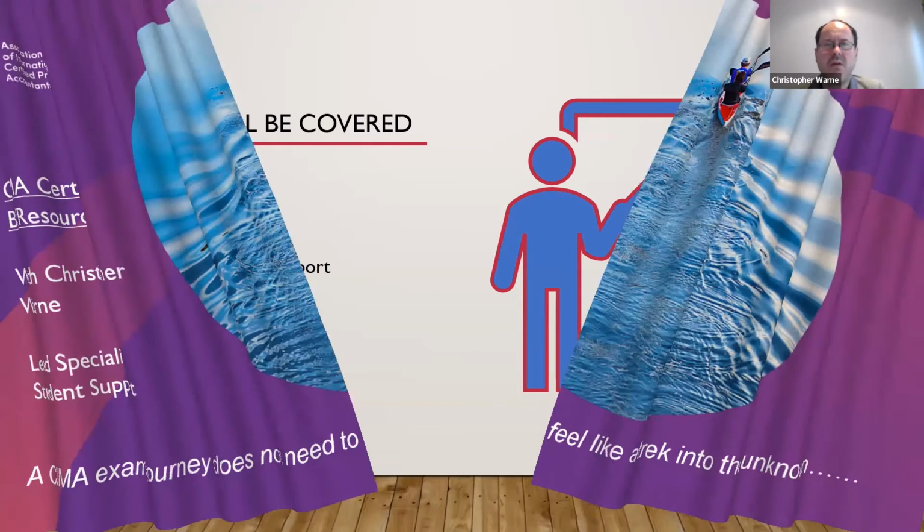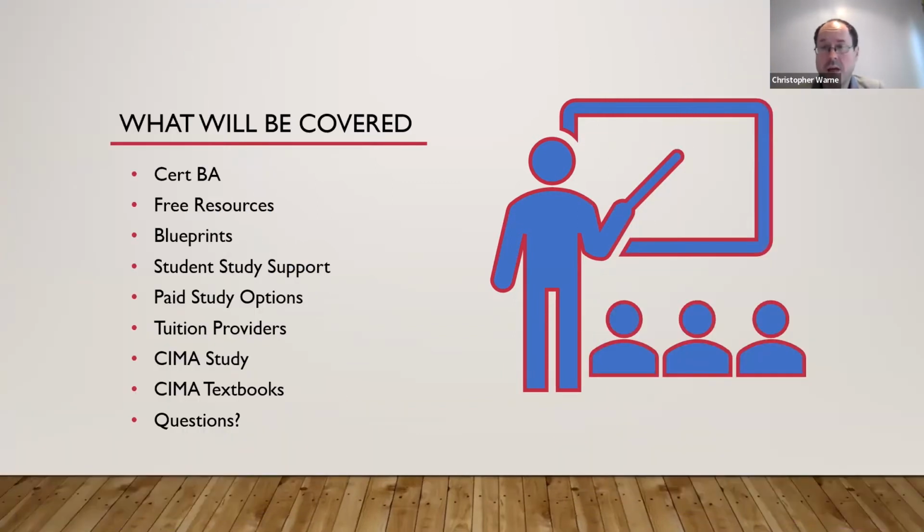Okay, so this is just to give you an overview of what we're going to be covering in this session. We're going to give a quick look at the Certificate of Business Accounting itself, the 4 exams that comprise it, and some of the key points for you to consider when sitting those exams, and more importantly, when you're actually studying for them and preparing to sit for them.